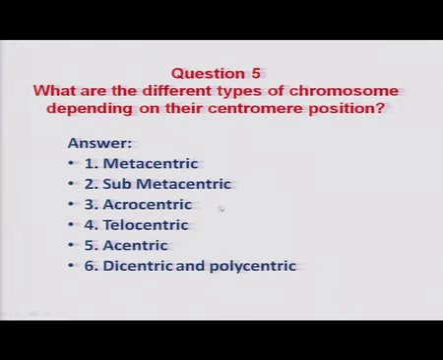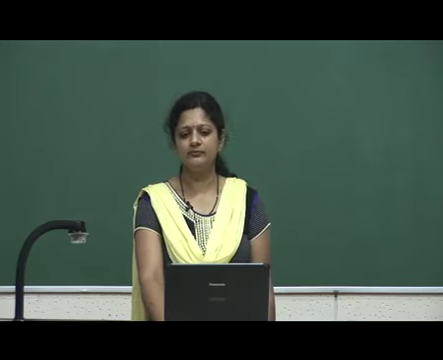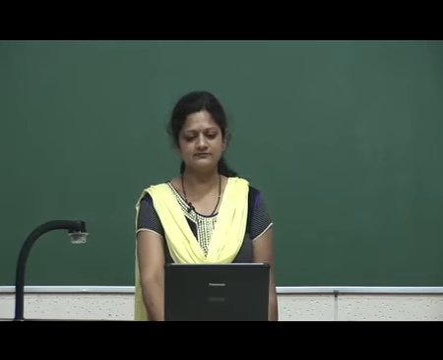In acrocentric chromosome, the centromere is present at one of the ends of the arms of the chromosome and it gives a J shape. In telocentric chromosome, the centromere is present at the end of the chromosome and it gives an I shape. And in acentric chromosome, there is no centromere, and dicentric and polycentric chromosomes have more than one centromere. So these are the different types of chromosome depending on the position of the centromere.